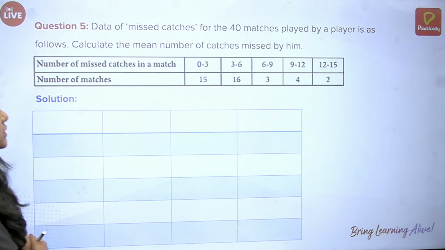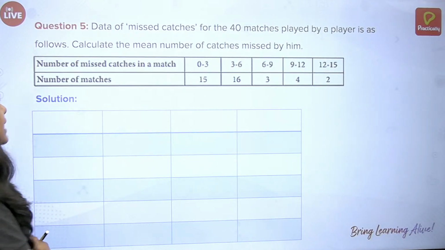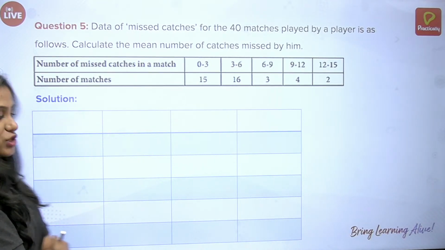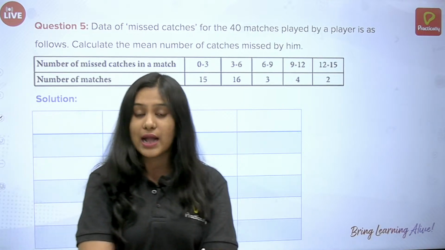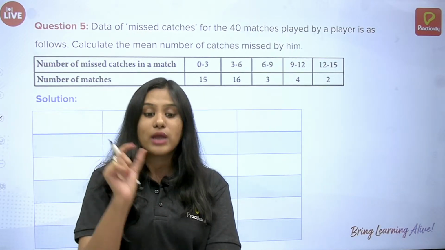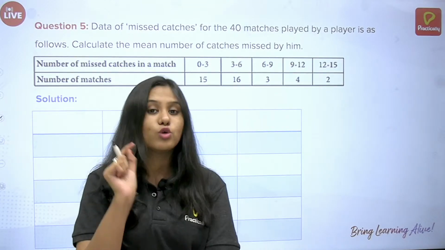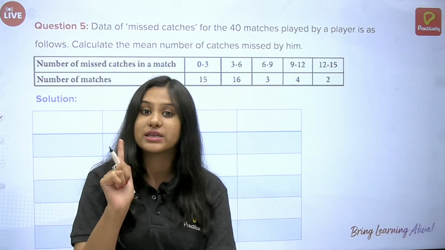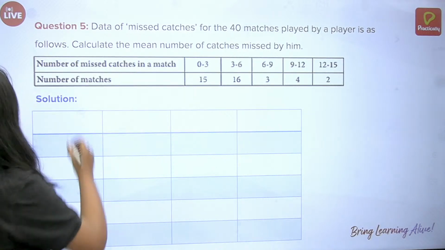Alright, let us go to the next. Data of missed catches for 40 matches played by a player is as follows. Calculate the mean number of catches missed by him. So what do we have to calculate? We have to calculate the mean. And as soon as you see the word mean, what do you have to do? You have to find the class mark, correct? So let us do it.